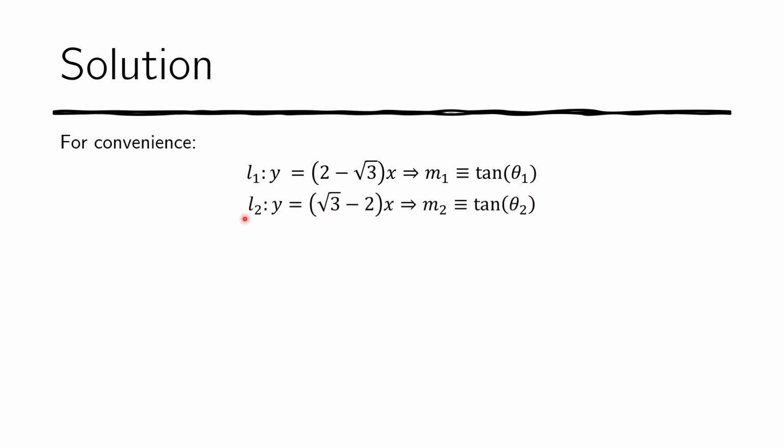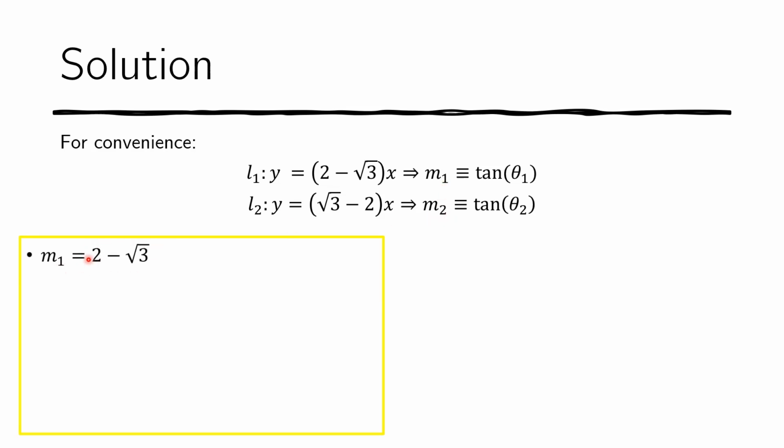And for the second line, let's call that line L2. And the angle that it makes with the positive x-axis, let's call that θ2. And we also call the slope of this line M2. Now let's just write down the slopes, M1 and M2. M1 is just this expression from here. M2 is just this from here.